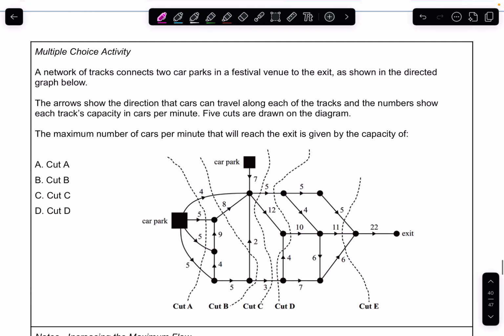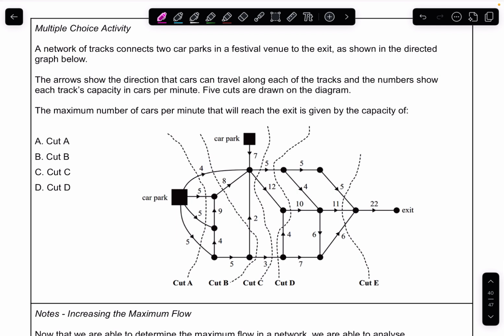Okay, so this is where we get a little bit more complex. So it says a network of tracks connects 2 car parks in a festival venue to the exit, as shown in the directed graph below. So if we have a look here, we've got a car park here, a car park here, and our exit over here. The arrows show the direction the cars can travel along each of the tracks and the numbers show each track capacity in cars per minute.